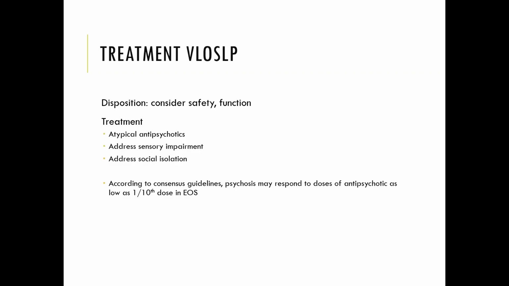So for treatment, certainly with all psychotic presentations, you want to consider safety, you want to consider whether the person can function, or you can anticipate something really bad happening. Usually you do treat with atypical antipsychotics, you address sensory impairment, address social isolation if possible. The doses of antipsychotics are often much smaller than what you would need in early onset, possibly as low as 1/10 of the dose.